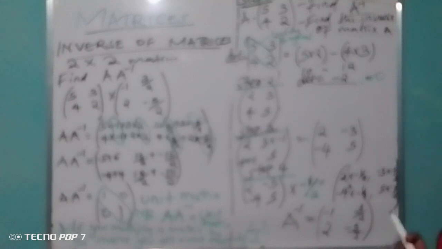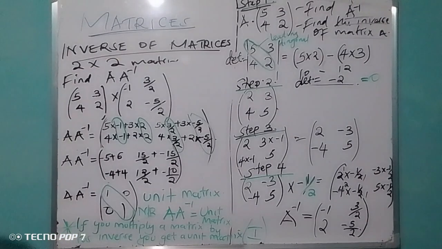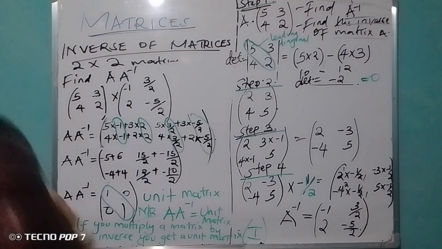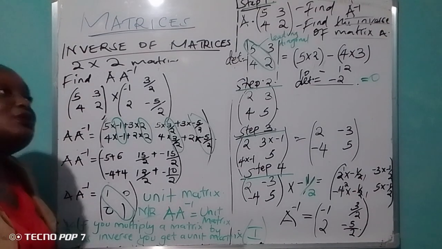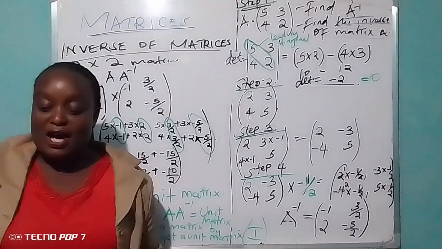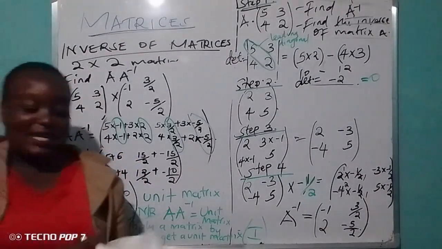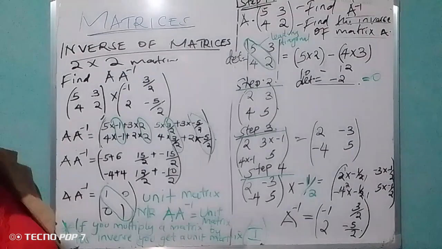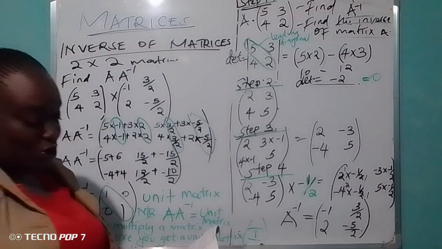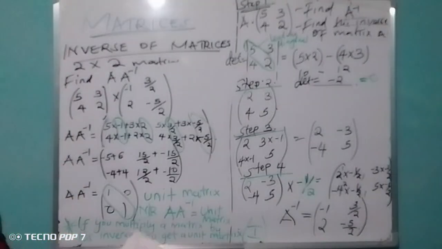Okay? Yes. So that's just about inverse of a 2 by 2 matrix. Then after we've done that, we want to see how we solve simultaneous equation using matrix. Okay? Solving simultaneous equation using matrix. Yes? Mpaka hapo tuko pamoja. Okay.